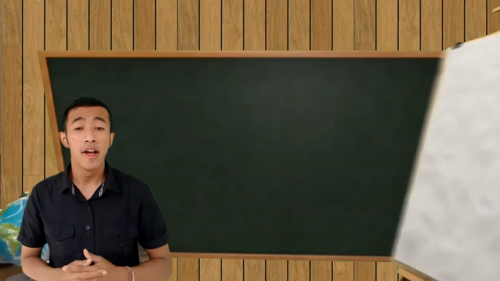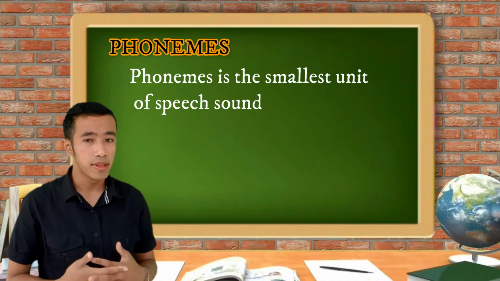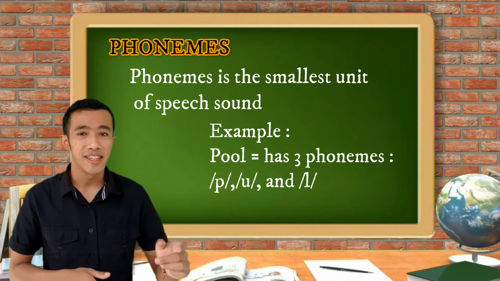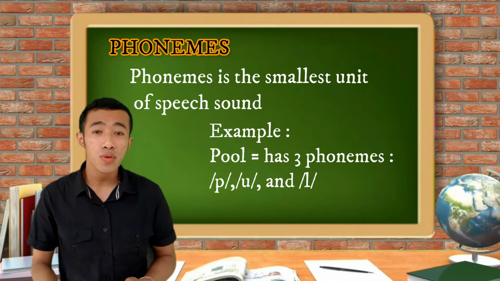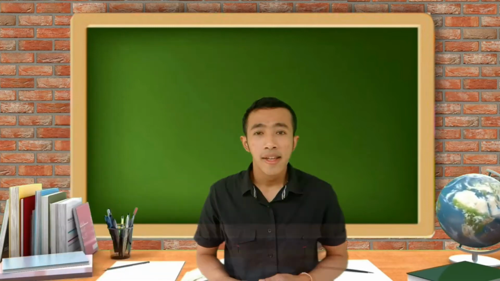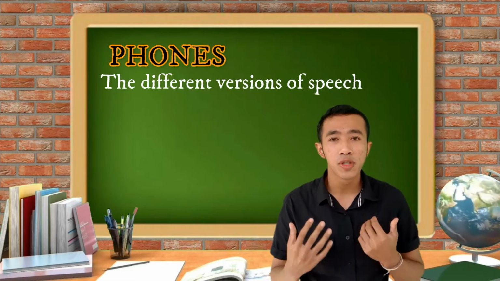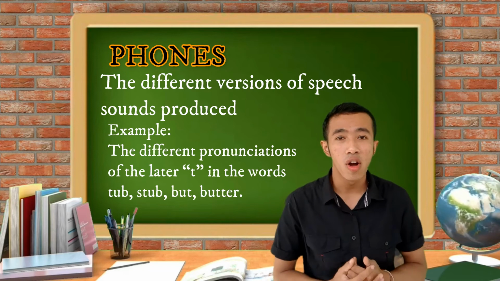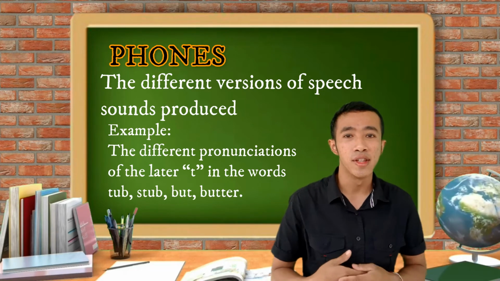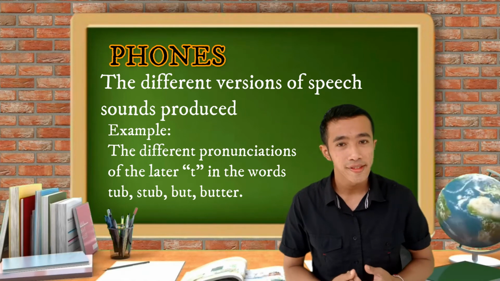Okay, next, phonemes. A phoneme is the smallest unit of speech sound. For example, pool has three phonemes. It is P, U, and L. Phones. Phones are the different versions of speech sound produced. For example, the different pronunciations of the letter T in the words tube, stop, but, butter.